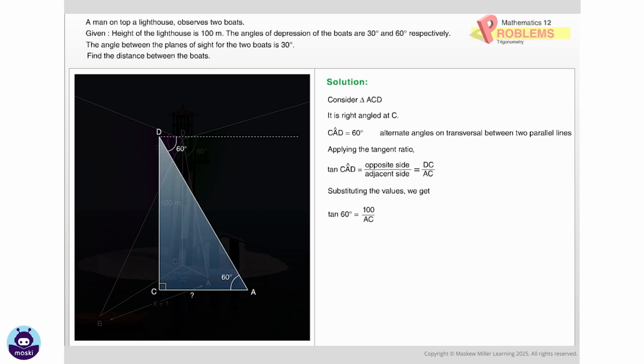Substituting the values, we get. Now, substituting tan 60 degrees equals √3, we get. Rearranging the term, we get AC equals 100 over √3. Therefore, AC is equal to 57.74 meters.